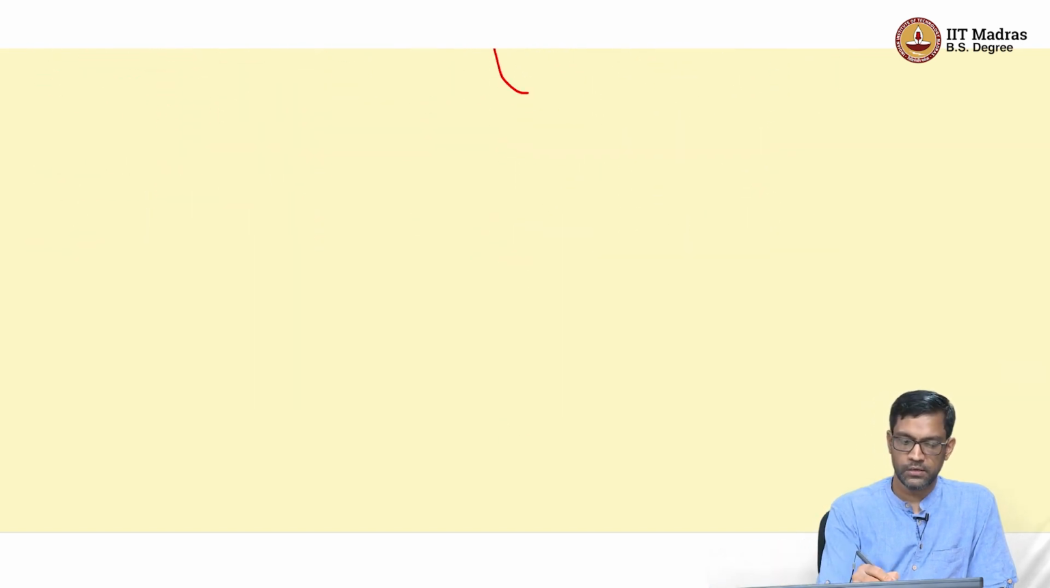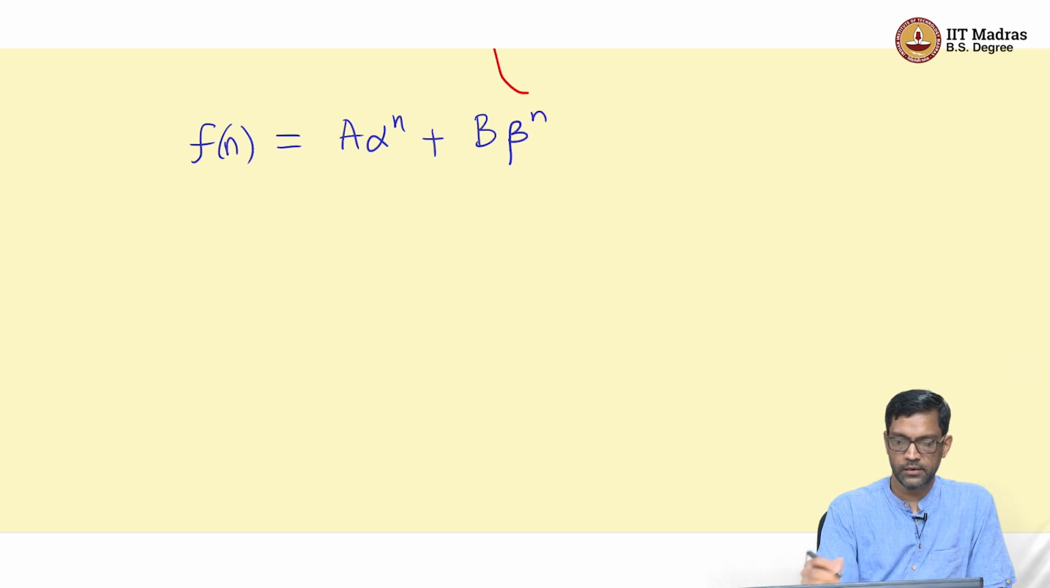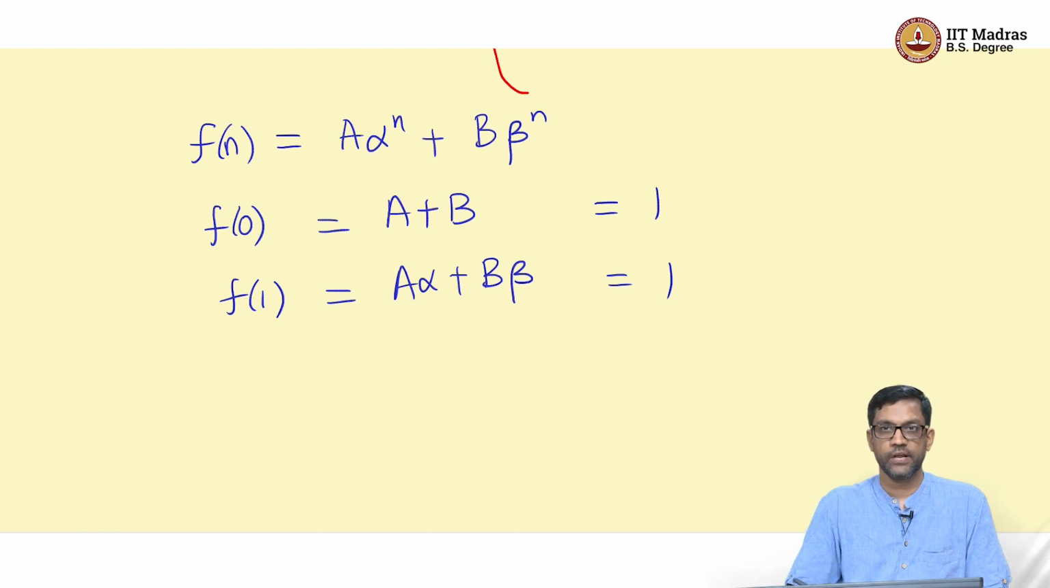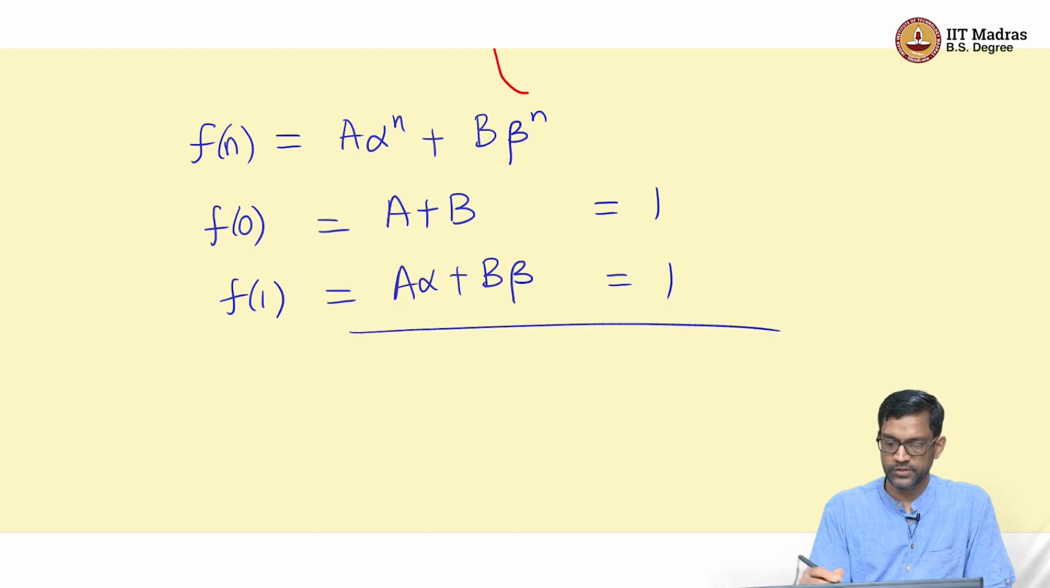Recall f of n was a alpha^n plus b beta^n. So, f_0 is a plus b, and f_1 is a alpha plus b beta. I want this to be 1 and this to be 1. Now we have to solve for a and b. Alpha and beta are of course known numbers. So, how do we solve this? Well, we can just eliminate one of the variables: two equations in two unknowns.